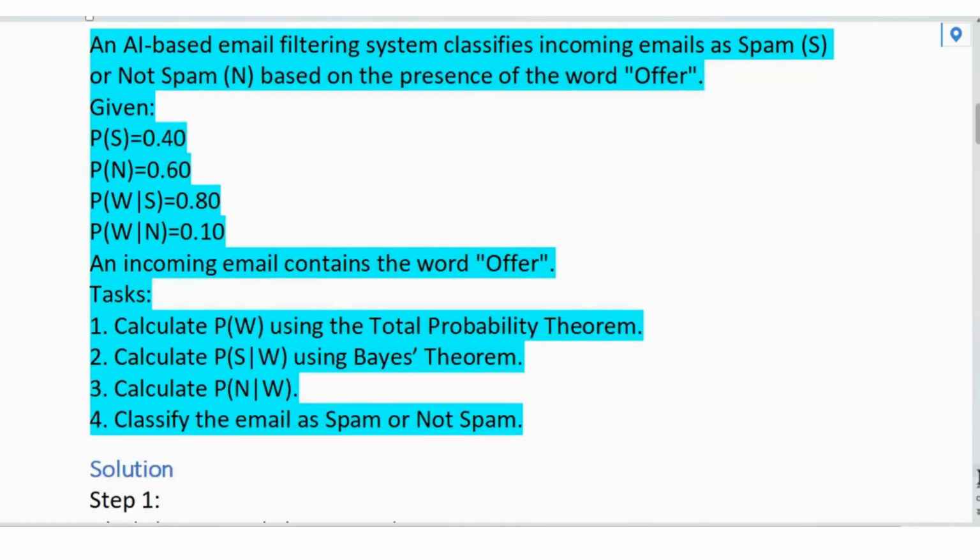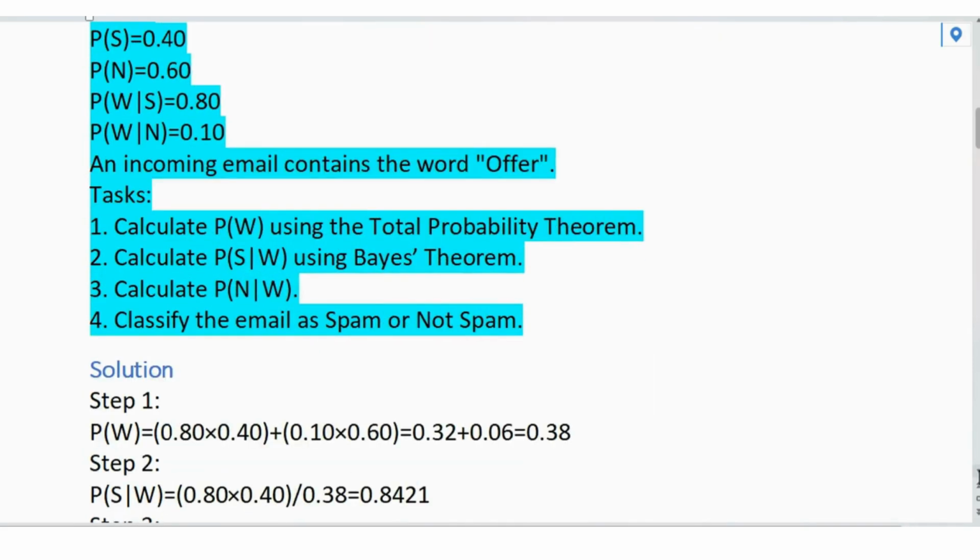Okay, the solution part. First we find the total probability. According to the definition, it is the probability of the word W given S times the probability of S, plus the probability of the word given it is not a spam mail, that is 0.1, times the probability of a non-spam mail, that is 0.6. These four values are multiplied and added, and the answer is 0.38. This is the total probability, and it will be the denominator for Bayes theorem.